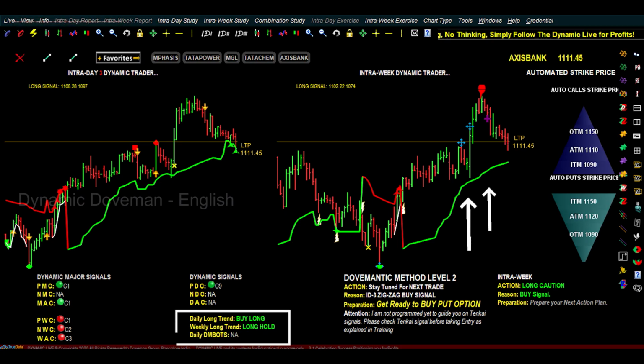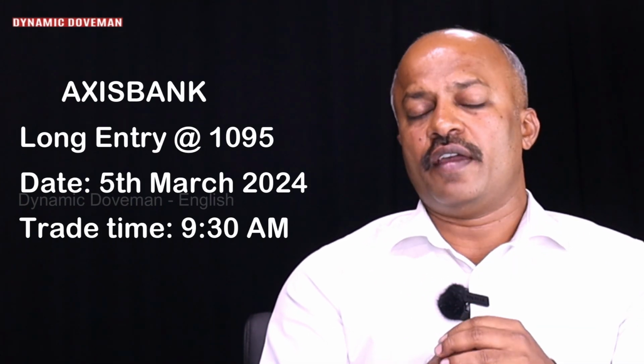Now why are we taking a long position here, in spite of knowing that there is a dynamic major signal at the top? The reason is, first of all, the overall trend of this particular stock. If you see the daily long trend and the weekly long trend, they both are on the buying side. The long term trend is up, and moreover the intra-week is still in the buying mode. So keeping these points in mind, we are not only exiting, we are also taking the long position here. So the long is taken at 1095. From here the price again starts increasing.